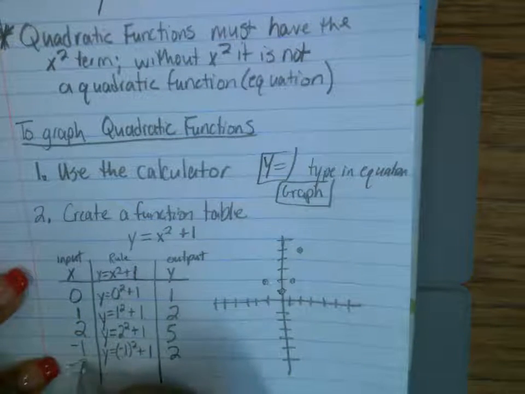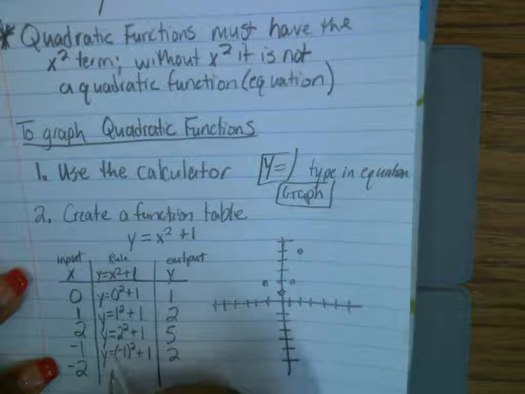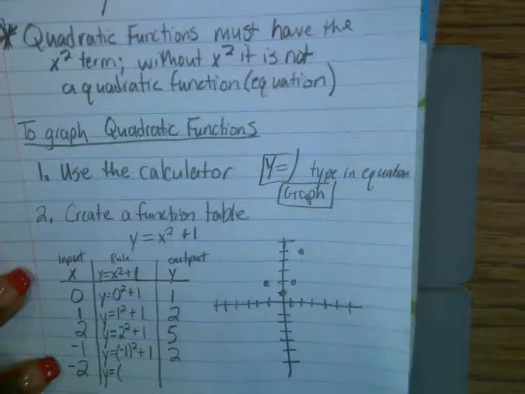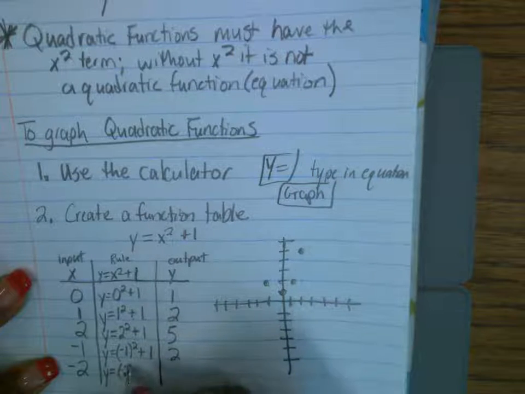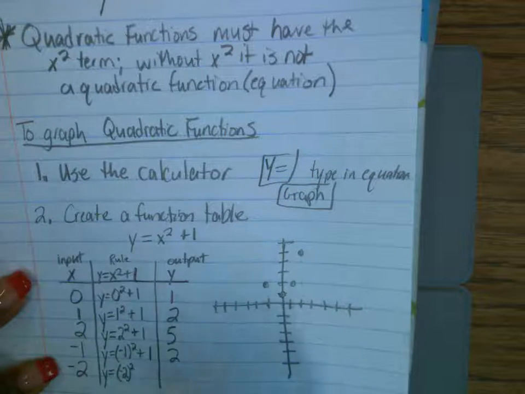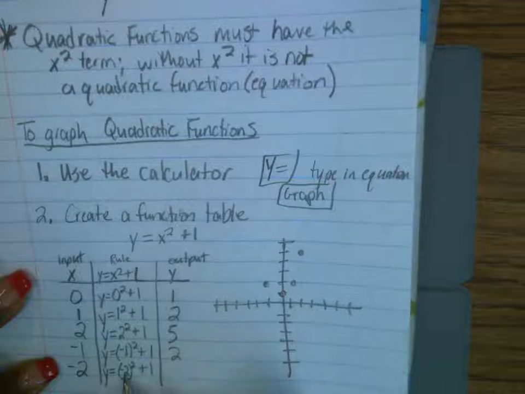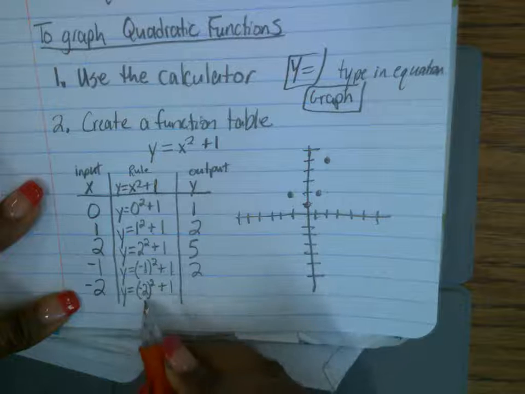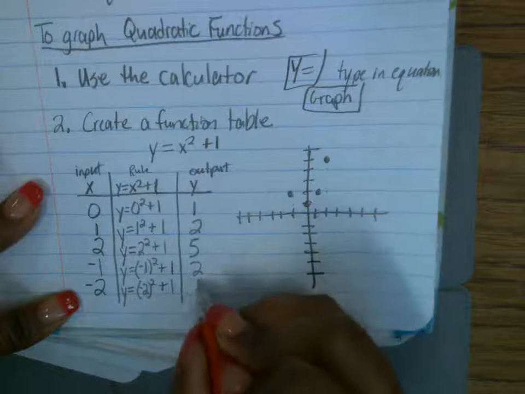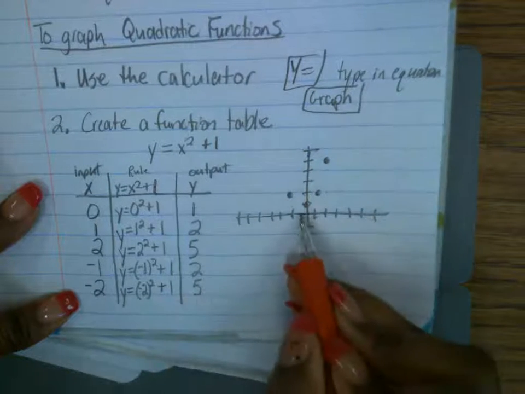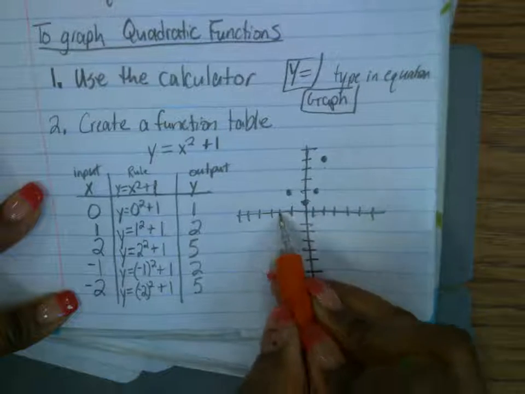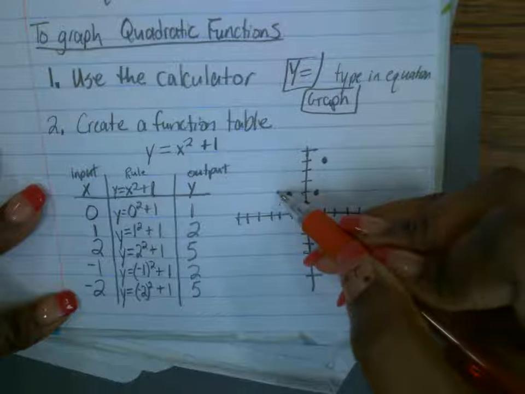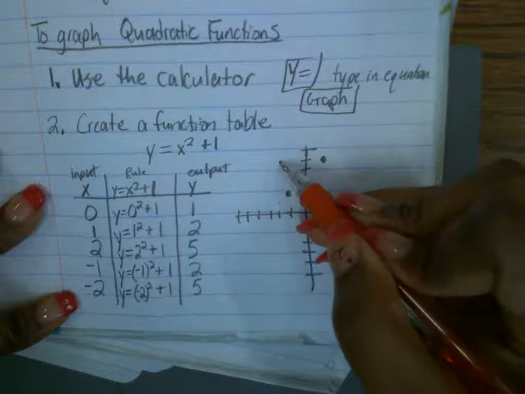So now let's do -2. Okay, so I'm going to plug in -2 now. So here, the negative goes with the 2, so that's why I'm putting in parentheses, because I need to multiply -2 times -2. Okay, so -2 times -2 is going to give me a +4. So I have 4 plus 1, which is 5. So I'm going to go over to -2 on the x-axis, and I'm going to go up 5. That's 1, 2, 3, 4, and 5.